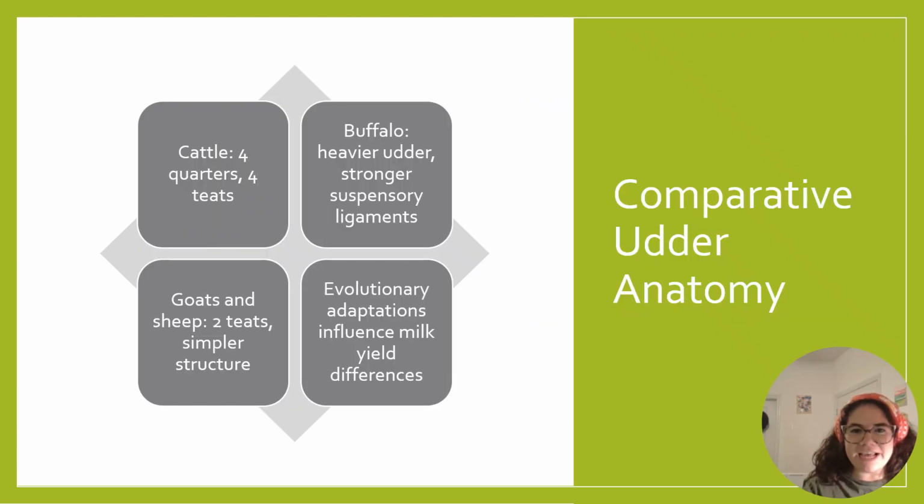So for comparative udder anatomy, in cattle, the udder is divided into four quarters, each with its own teat. We know that, well, you're learning now, that buffalo have a heavier udder with stronger suspensory ligaments. And then goats and sheep, by contrast, have two teats and a simpler structure because it's not as heavy. And these evolutionary adaptations influence milk yield and management practices across species. So we may not manage buffalo the same way that we manage cattle, sheep, or goats.